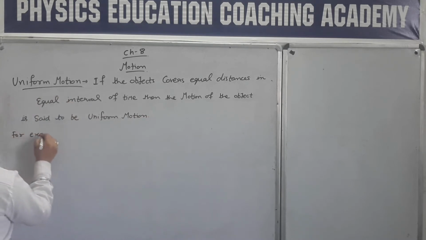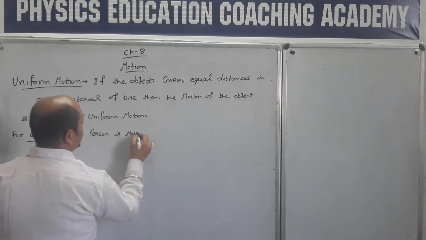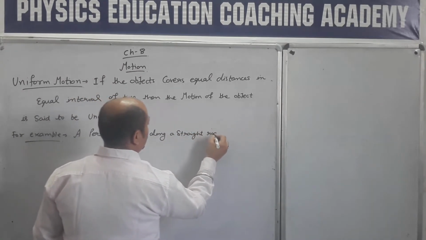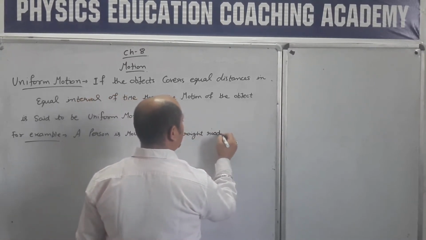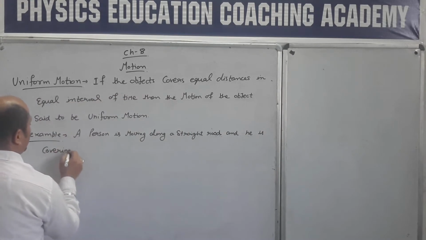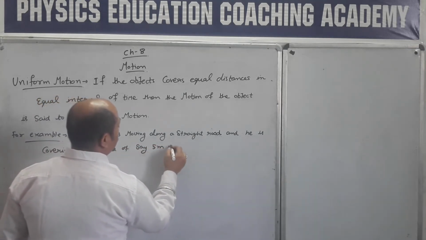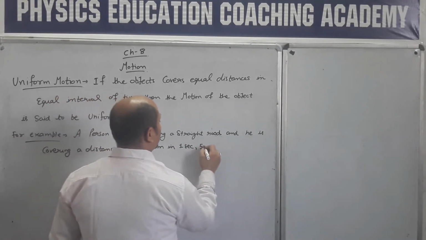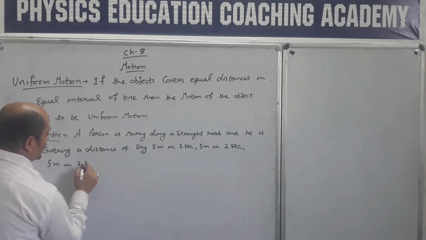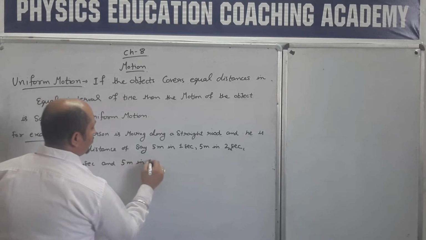For example, a person is moving along a straight road and he is covering a distance of say 5 meter in 1 second, again 5 meter in second second, 5 meter in third second, and 5 meter in fourth second.